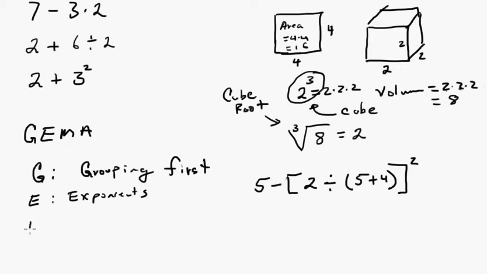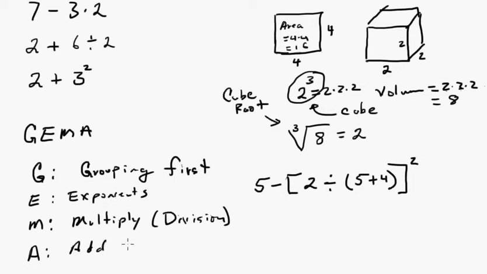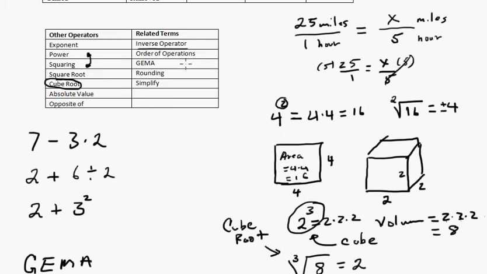Now the M, this is what I really wanted to talk about. The M means multiply, but it also means division, because division is an inverse operation of multiplication. So division and multiplication come after exponents, but before the A, because the A means add, but it also means subtract. So whenever you hear order of operations, the way to remember that is GEMMA. So these things kind of go together.